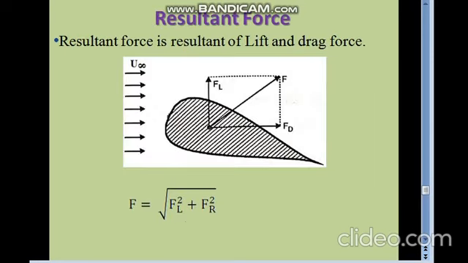Now as there are two forces existing, we may be interested to find the resultant force, that is capital S. So the resultant force is calculated as the square root of FL square plus FD square.